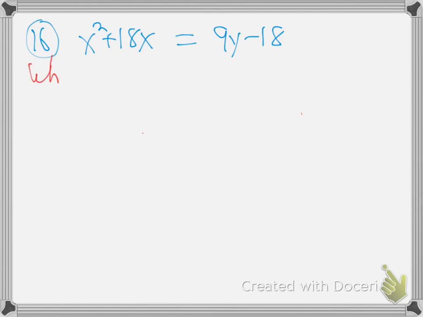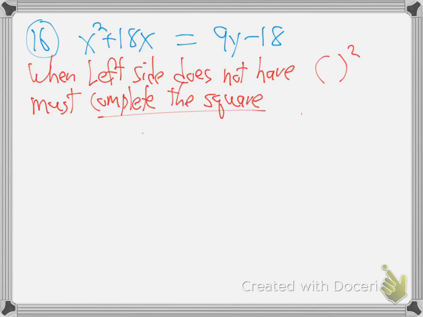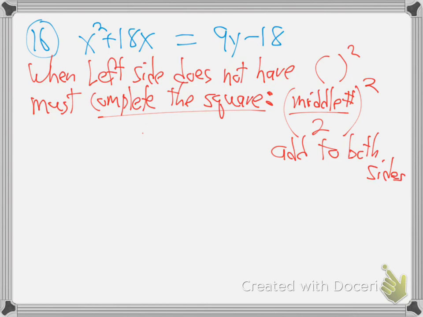Let me write a note for you. When the left side does not have parentheses squared, you must complete the square. And what that means is, how do you complete the square? You take the middle number, over 2, squared, and you add that to both sides. What do I mean by middle number? The middle number is the number next to x, like Abdul was saying. So you grab that, put it over 2 and square it. It's like a little trick. It'll give it just what it needs to factor as a square like we want. So what is that? That's 18 over 2?